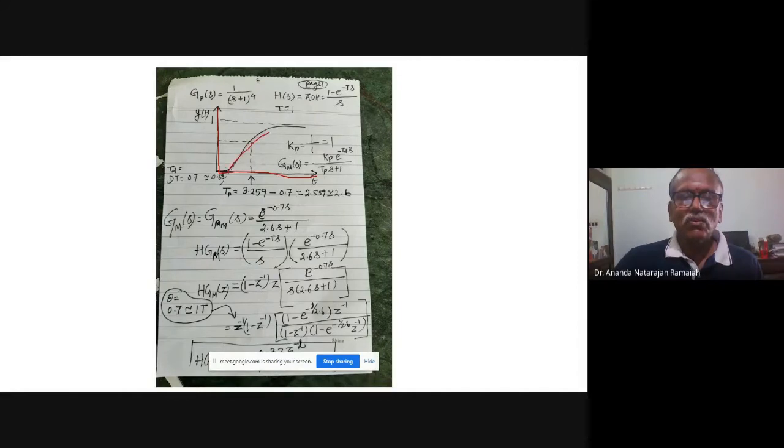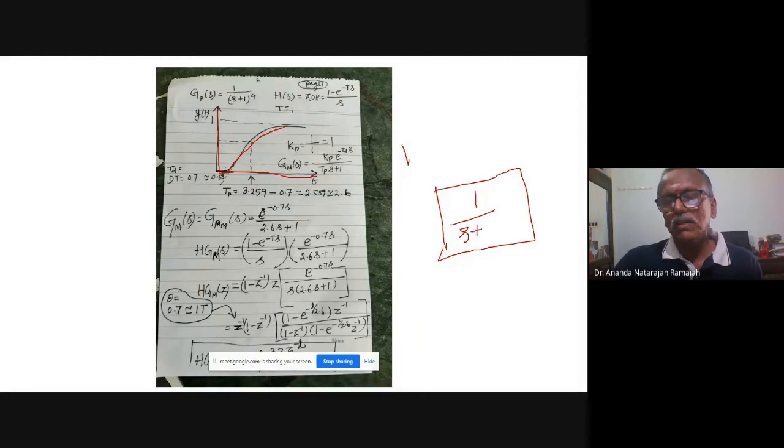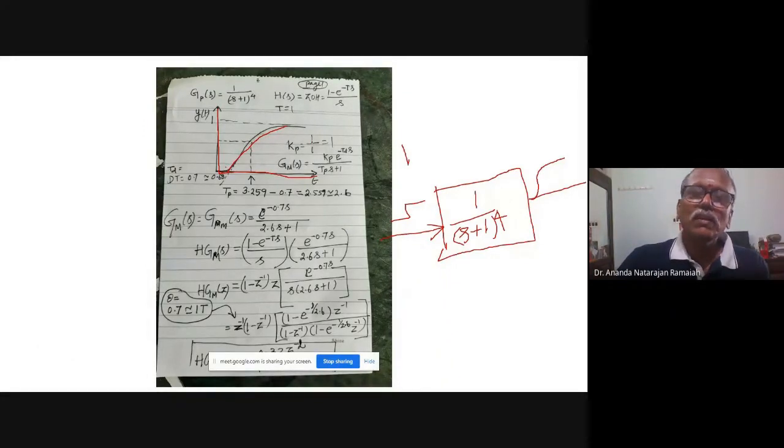For that, what you have to do? You have to take the process 1 by (s plus 1) to the power 4. Then give a step change. Then you will get the reaction curve that you got here. In that, if you see the dead time, it is 0.68 seconds. Therefore, dead time TD equals 0.7.